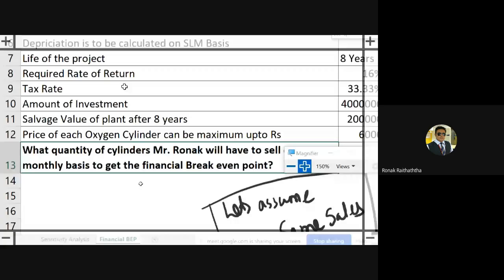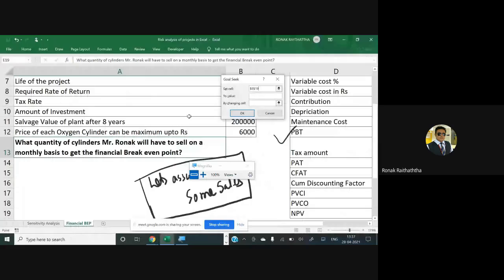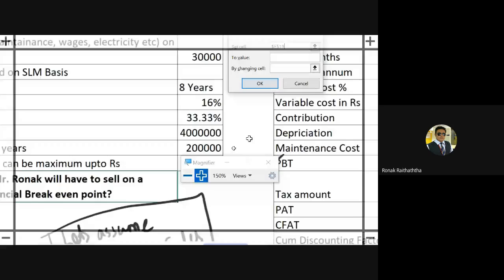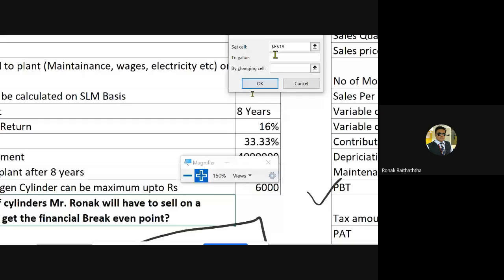Then we'll again go to... now the problem with this file is that I'll not be able to find that goal seek again. Now pressing enter. Then to value. Over there, what value do you require? There is some negative value you have got. We want 0 over there, right? So I'm putting 0 because that is the value we require as an NPV.